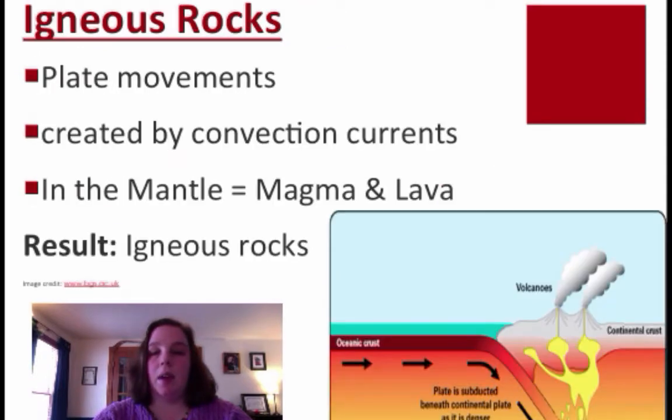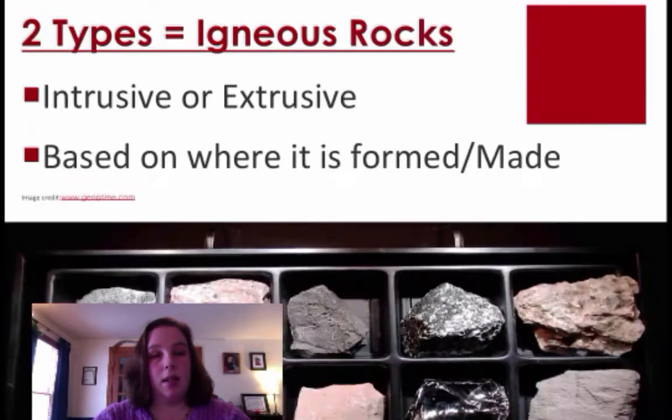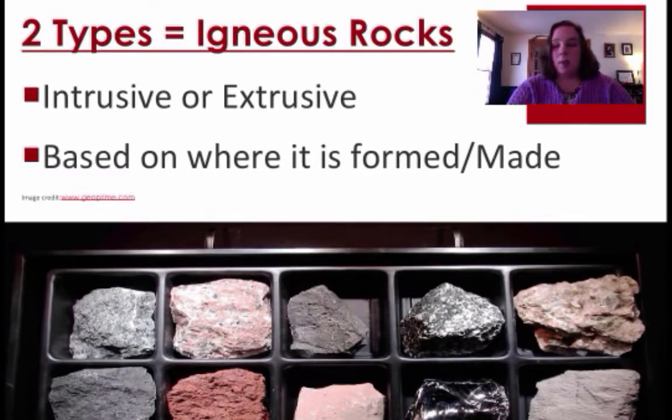Now, igneous rocks are caused because of plate movements, which you know are driven by convection currents in the mantle. The result that you get when you melt these is your igneous rocks. Igneous rocks come in two types, or two flavors, if you want to call them that. They come in intrusive and extrusive, and the difference between those two is where it's formed.